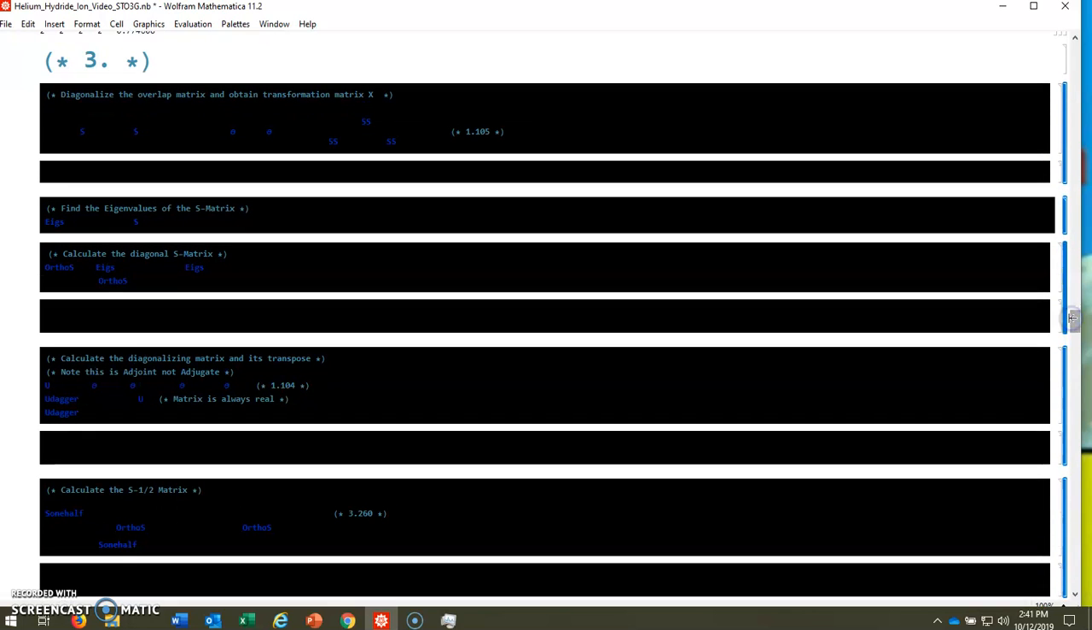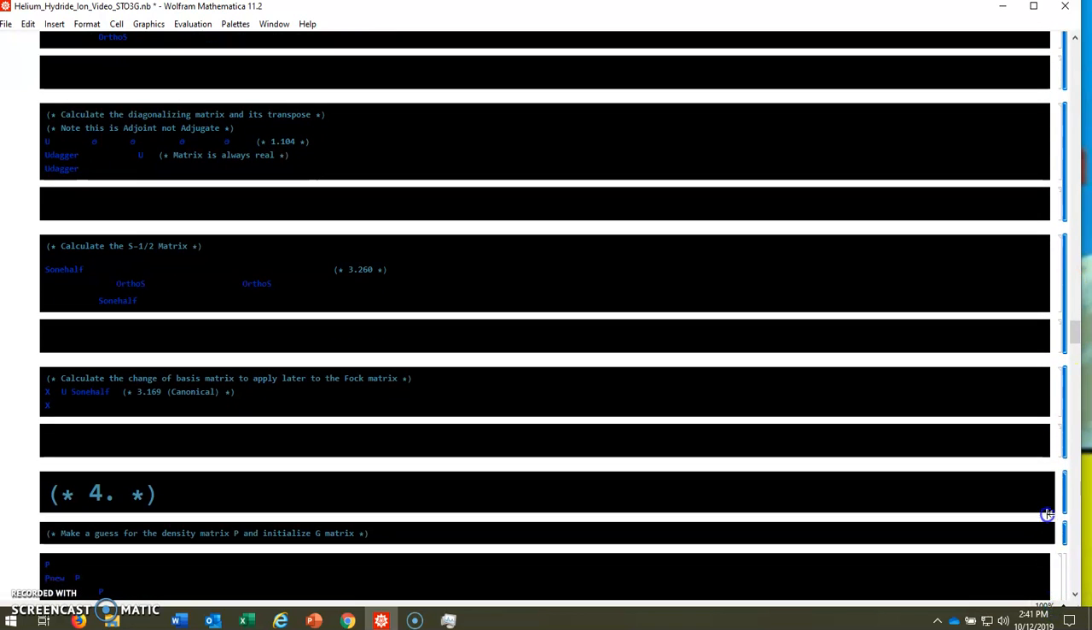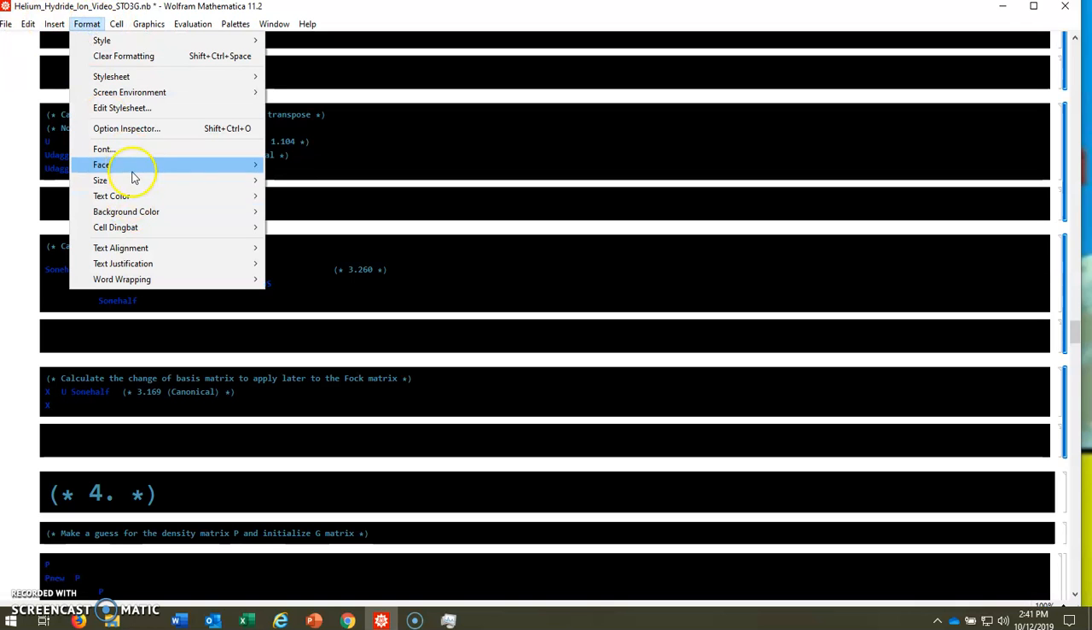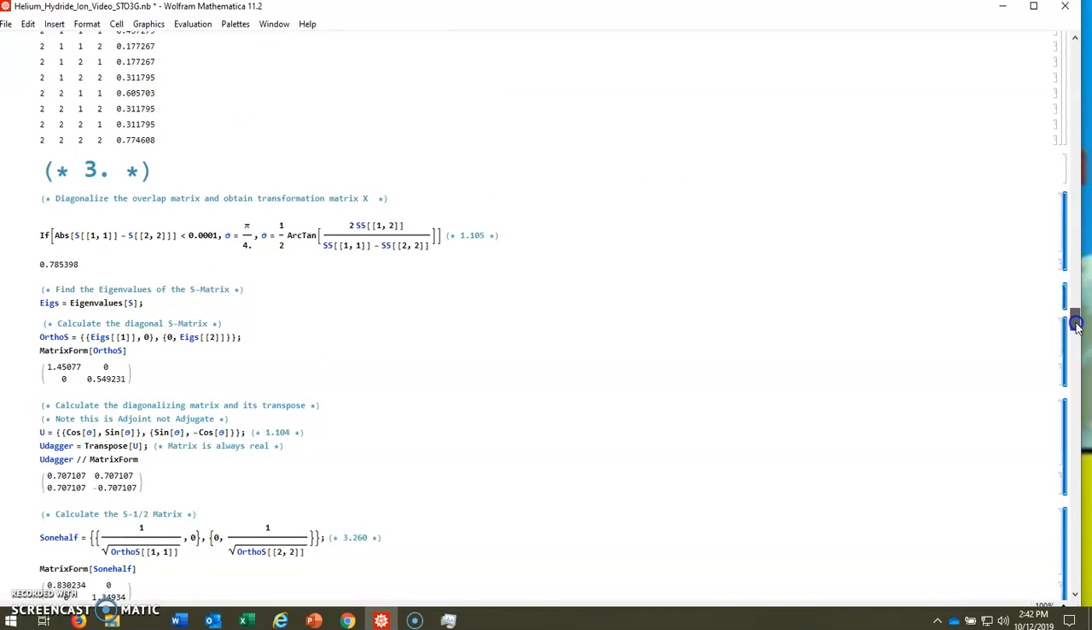Step 3 is a linear algebra step. The ultimate outcome is to prepare a change of basis matrix that will apply to the Fock matrix within the self-consistent field algorithm. That'll then allow us to solve the transformed Hartree-Fock equations, which I think they call a pseudo eigenvalue equation. So let's get going on that. Let's highlight this so we can see it up through step 3. Let's make it visible. A few steps involved here.